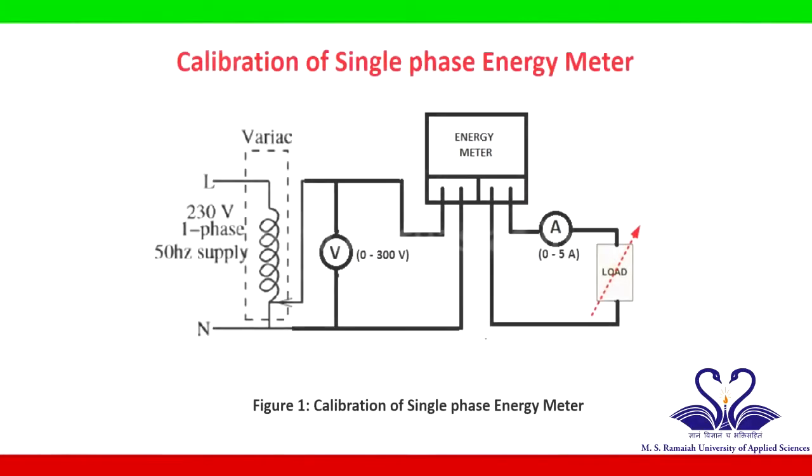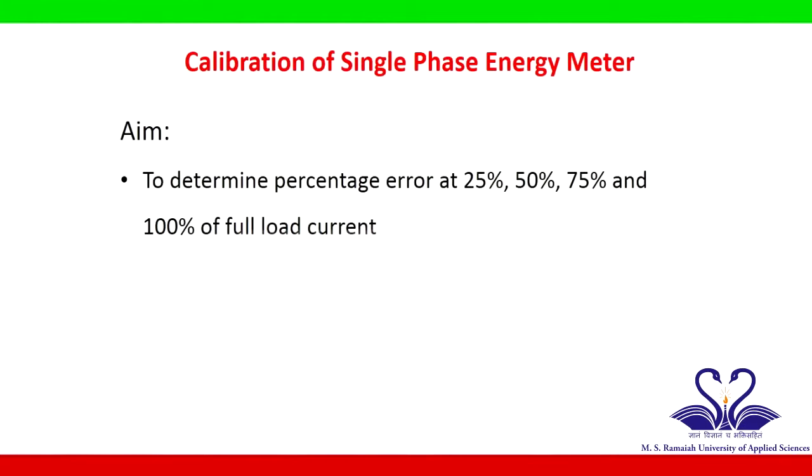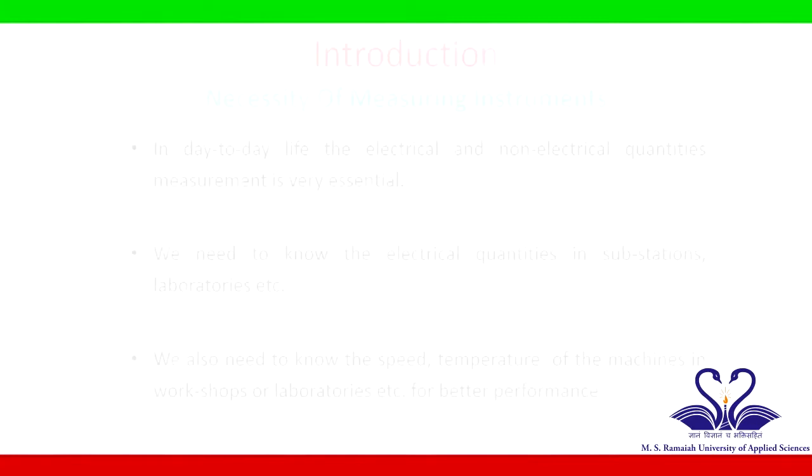MS Ramaya University of Applied Sciences. Hello students, let us have a discussion on calibration of single phase energy meter. Objectives of this laboratory experiment is to determine percentage error at 25%, 50%, 75% and 100% of full load current. Introduction.